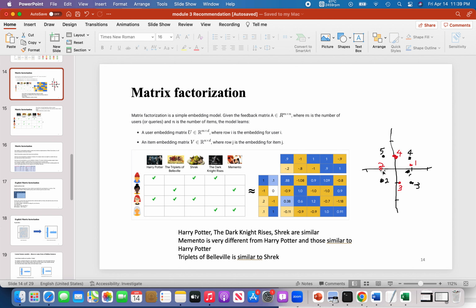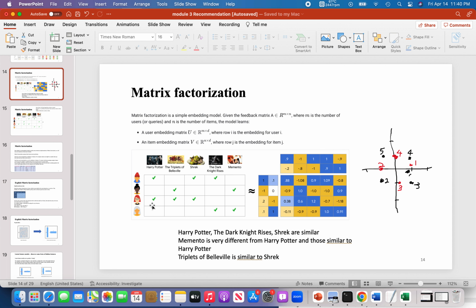So user number 2 is at -1 on the x and 0 on the y. So it looks like user number 2 is actually between the movie Triplets of Belleville, which is movie number 2, and also Memento, which is movie number 5.